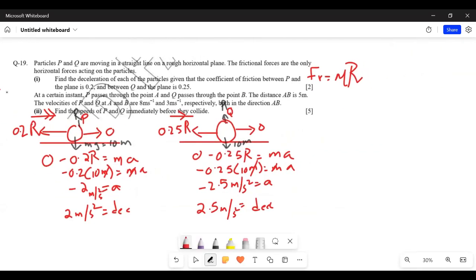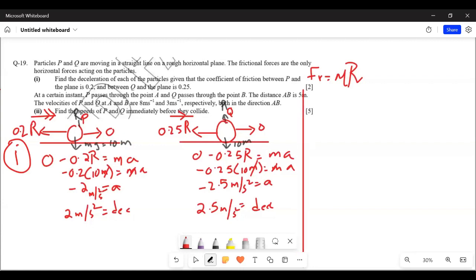Okay, part 1 is done. At a certain instant, P passes through the point A and Q passes through the point B. The distance AB is 5 meters. The velocities of P and Q at A and B are 8 meters per second and 3 meters per second respectively, both in the direction AB.